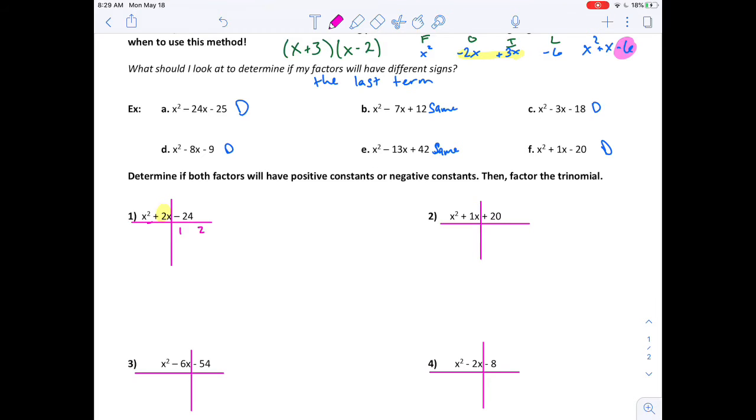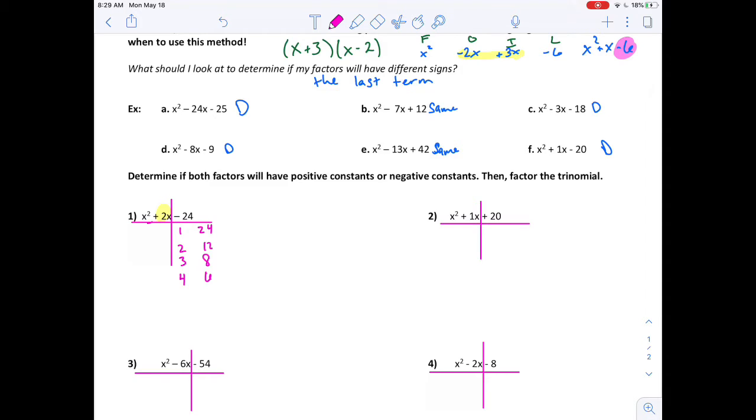So 24: 1 and 24, 2 and 12, 3 and 8, 4 and 6. And again, if you're ever not sure, what you can do is take 24 and divide it by 1 in your calculator, and then 24 divided by 2 in your calculator, and 24 divided by 3 in your calculator. And that'll get you all of these.